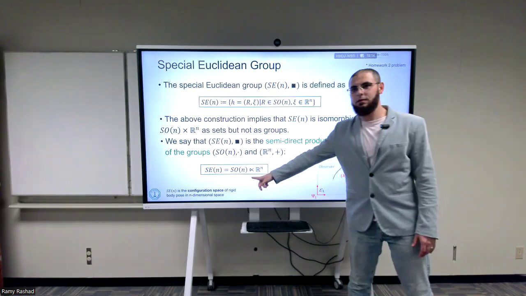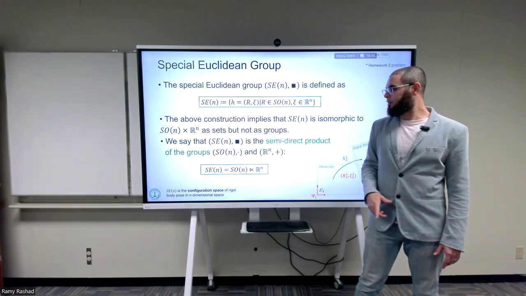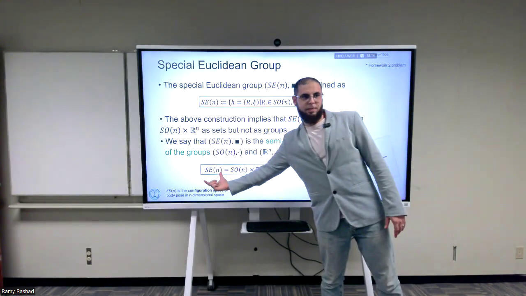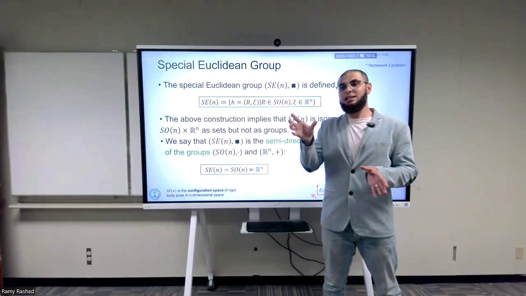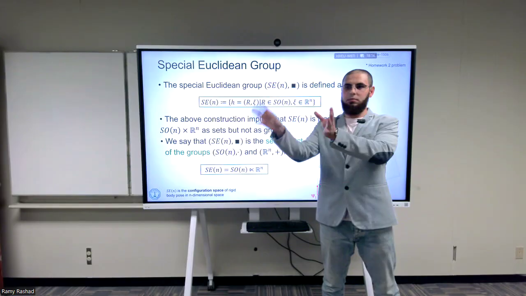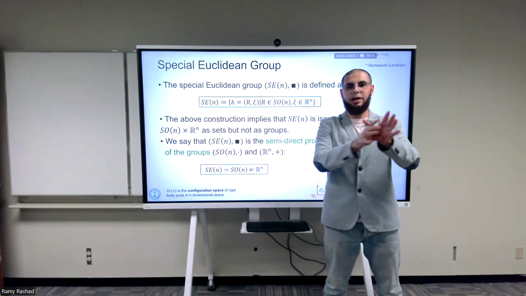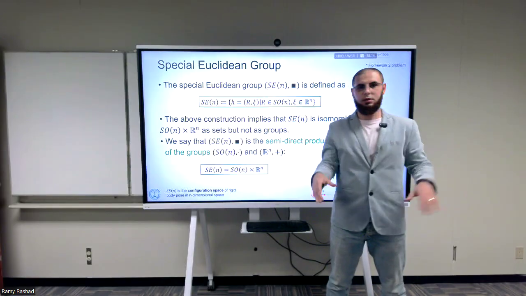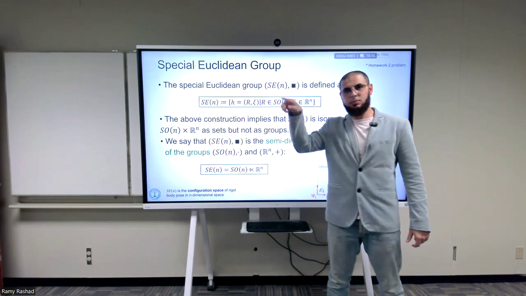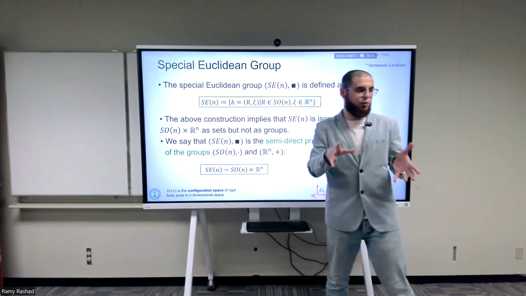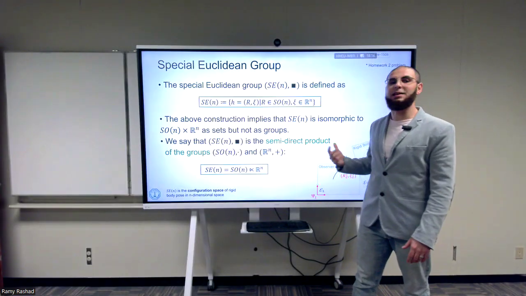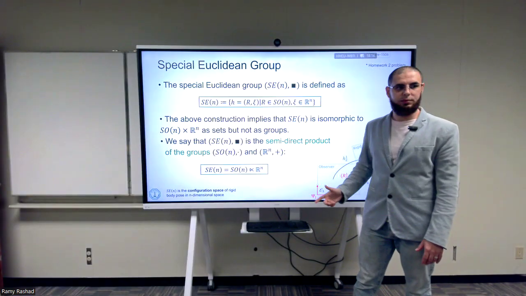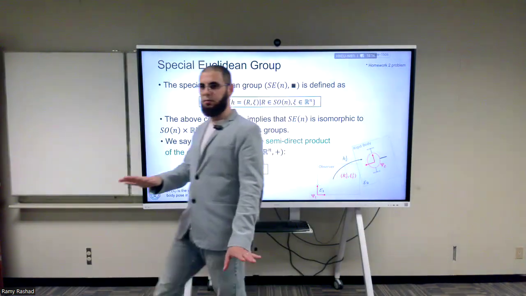This symbol is simply telling you that if I take a pair from SEN, it has a group structure, but beware. It's not simply that R is one thing and psi is another thing and they're separate from each other. This says that there is some sort of coupling between them. This is what the symbol says, and it's called the semi-direct product of the two groups. Any questions?